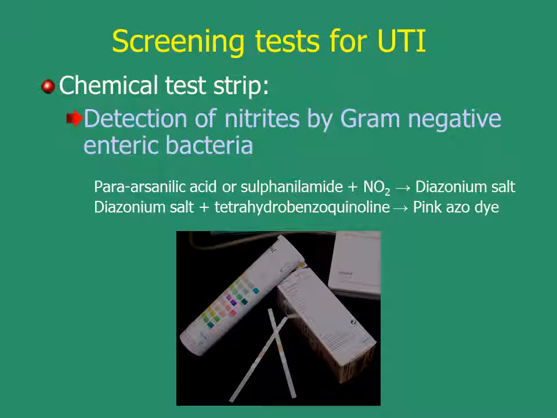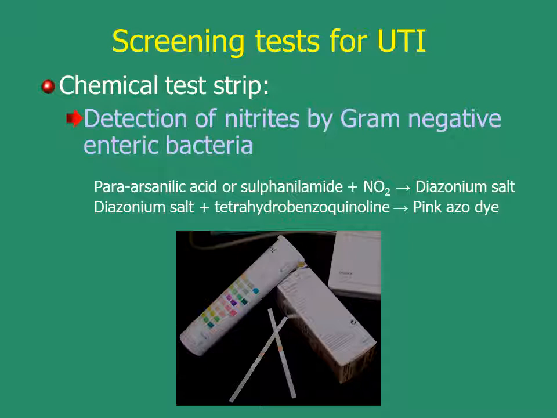False negative reactions can result from inadequate dietary nitrate, inadequate time, less than 4 hours, for the conversion of nitrate into nitrite due to frequent emptying of the bladder, infection caused by non-nitrate reducing bacteria, for example, Pseudomonas species, Enterococcus species, Staphylococcus saprophyticus, antimicrobials that inhibit bacterial metabolism, a large volume of dilute urine, or ascorbic acid in the urine.